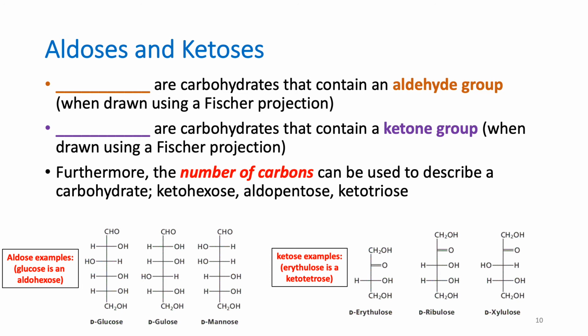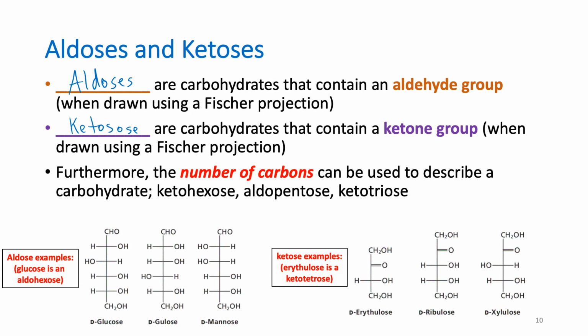Okay. I already alluded to this plenty of times during the slideshow, so I'm going to go fast through this slide. Aldoses and ketoses. Aldoses are carbohydrates that contain an aldehyde functional group when using the Fischer projection. And ketoses are carbohydrates that contain a ketone group when using a Fischer projection.